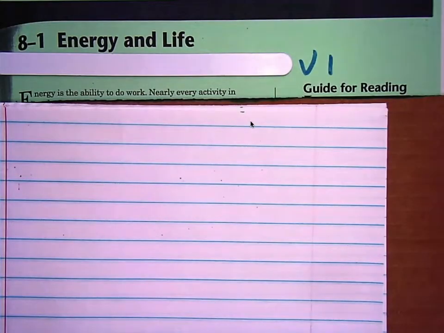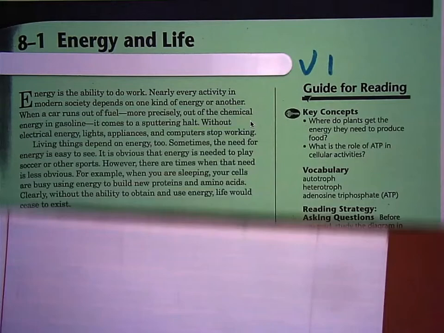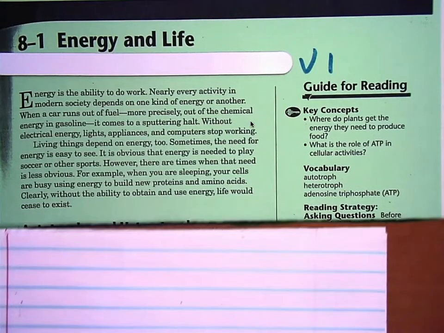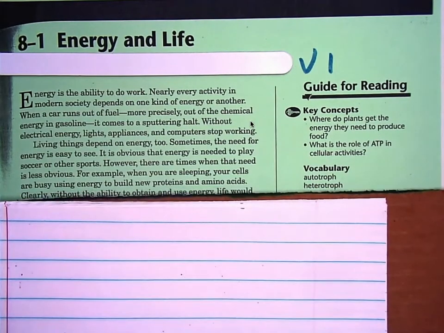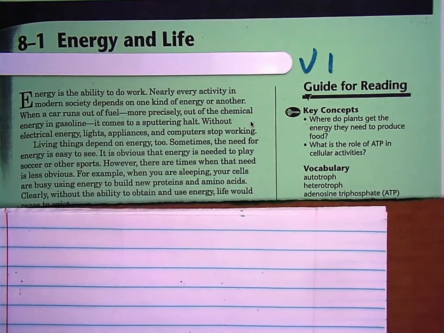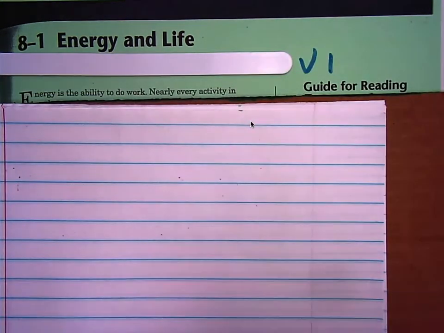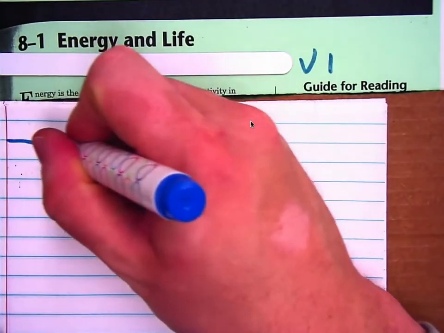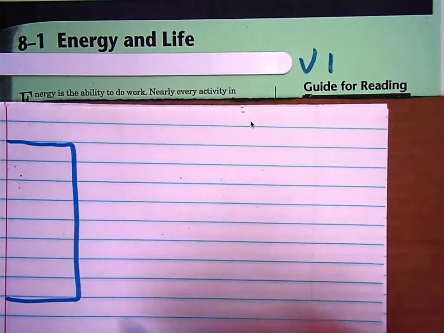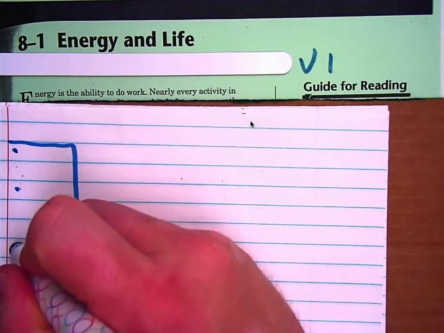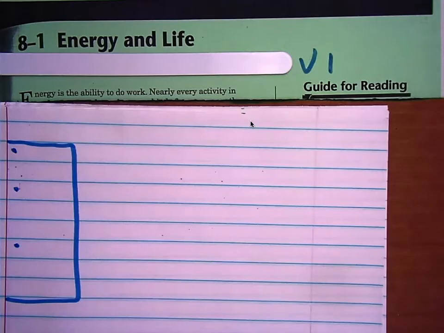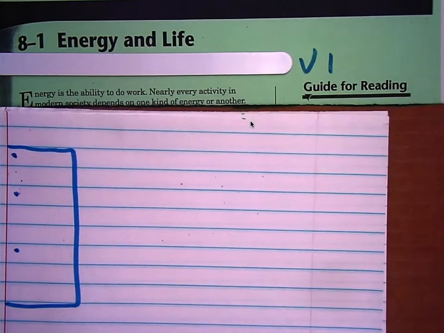Energy, the Energy of Life 8-1. Let's just take a quick look at our vocabulary. A word: autotroph, heterotroph, and adenosine triphosphate. We've only got 3 vocab words. One way you could do it is you could just write a little section of your notes right here and put the vocab words 1, 2, 3, so that way you'll know them when you see them. Or you could do it in another way that you like.